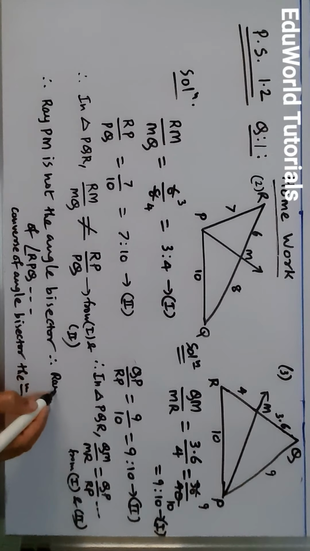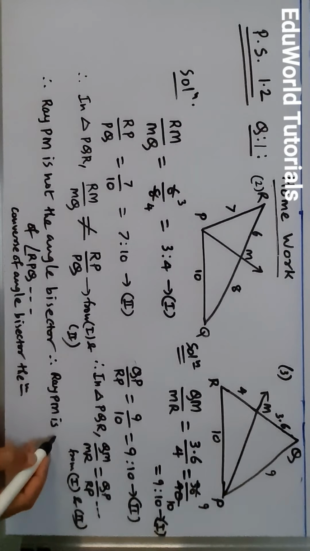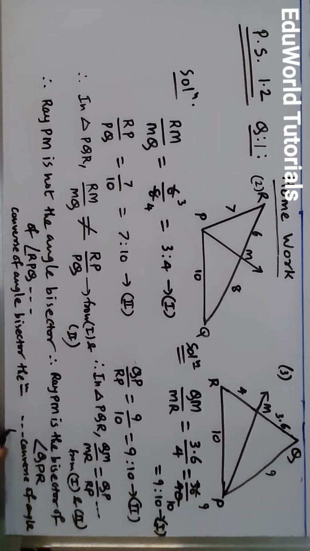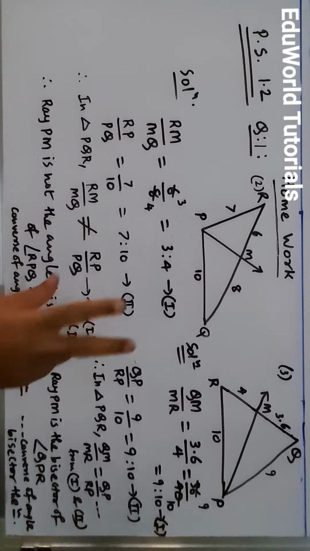Therefore, ray PM is the bisector of angle QPR, and the reason is again converse of angle bisector theorem. So this is how, please write the reason. Reason also carries a mark. This is how we can prove whether ray PM is bisector of the given angle or not by using the converse of angle bisector theorem. Okay, this is how we have solved the two sums of question number 1.